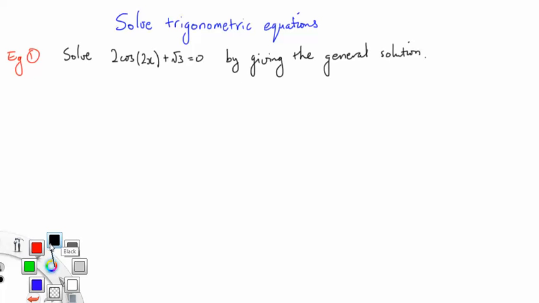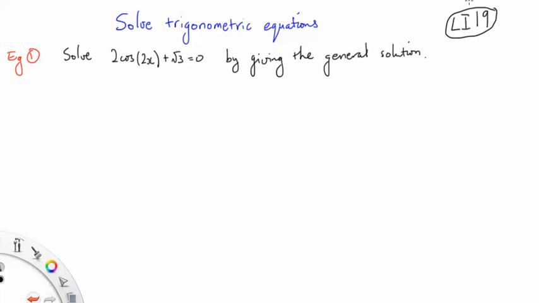Hello, this video is for learning intention number 19, and this is all about solving trigonometric equations. And I have an example here. I need to solve 2 cos 2x plus root 3 equals 0 by giving the general solution. So I'm going to do this two ways. The first way I'm going to solve it is by giving the general solution.